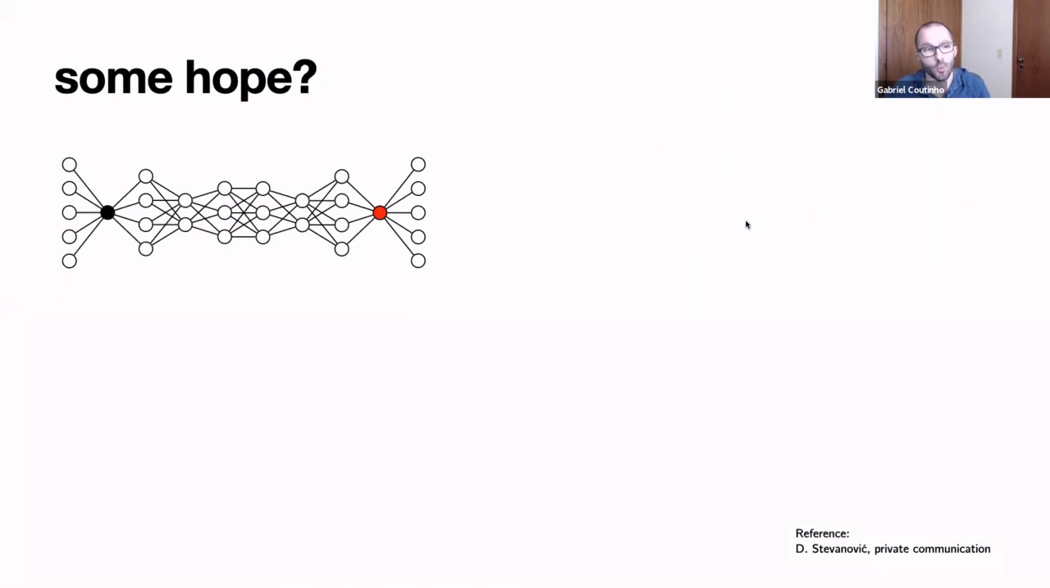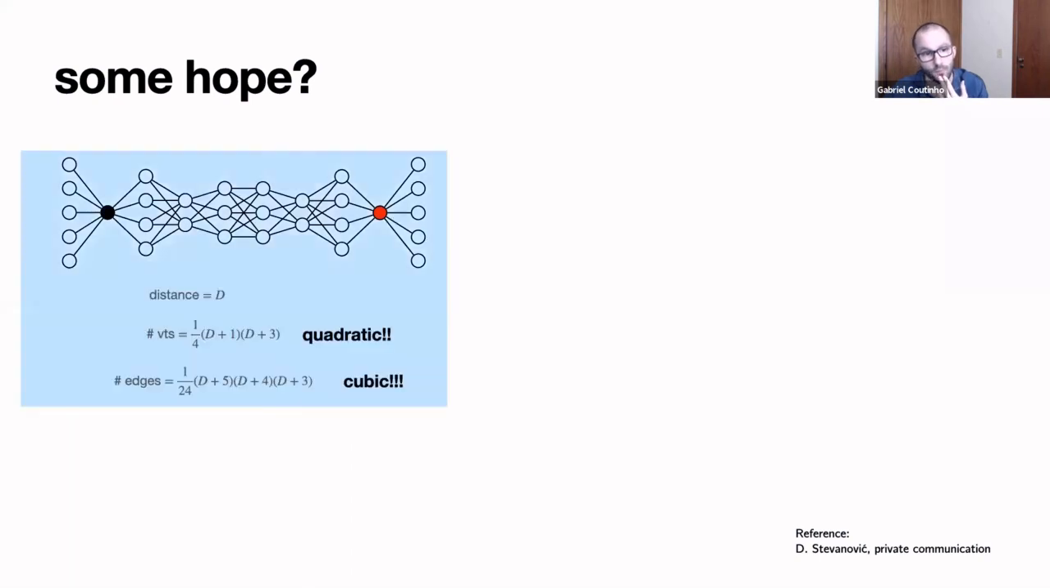So is there some hope? And this is a very nice example that we learned from Dragan Stevanovic 2 years ago. Look at this graph. This is a weighted path, but no longer are the vertices that would have PST one extreme to the other. They're actually the second in the weighted path.